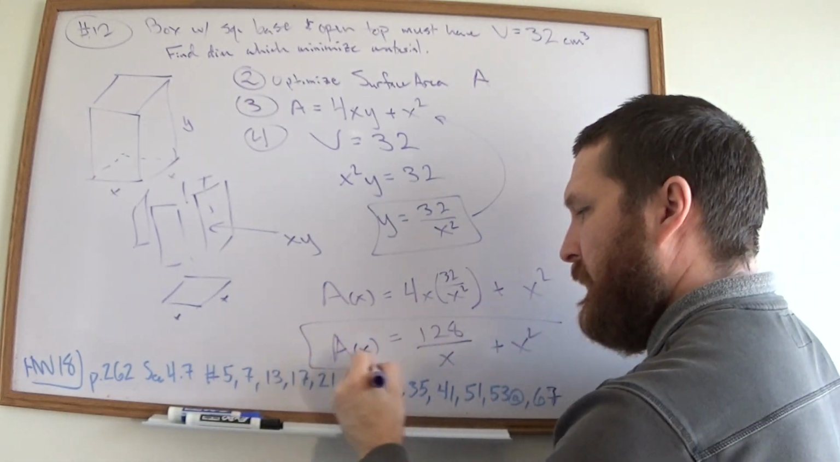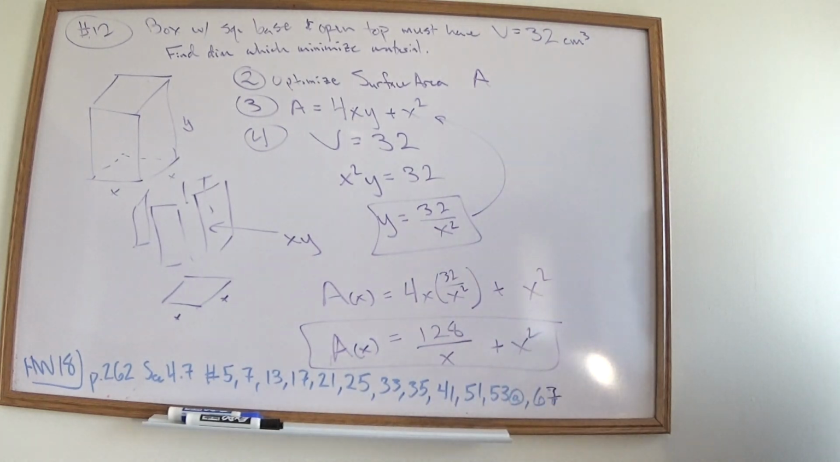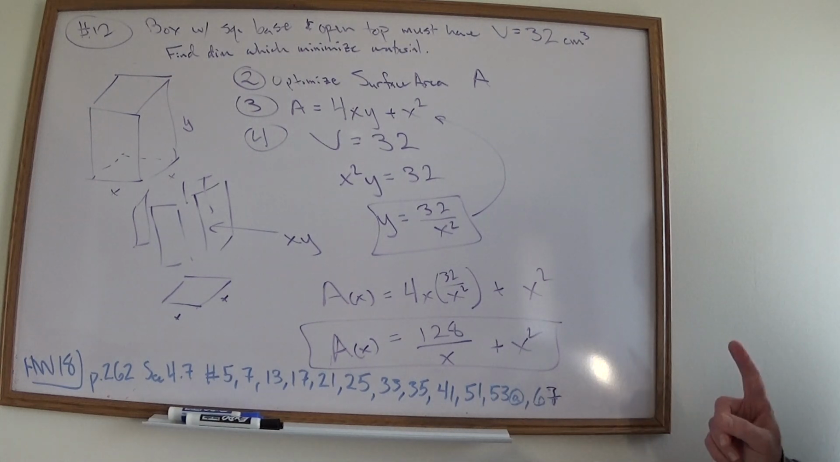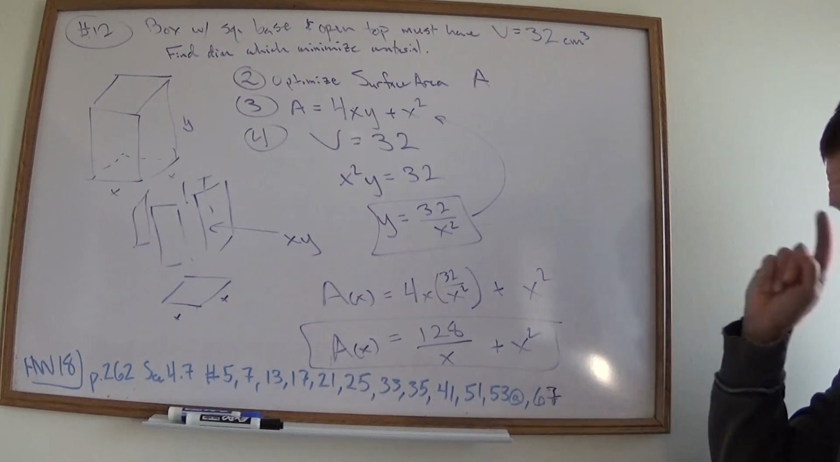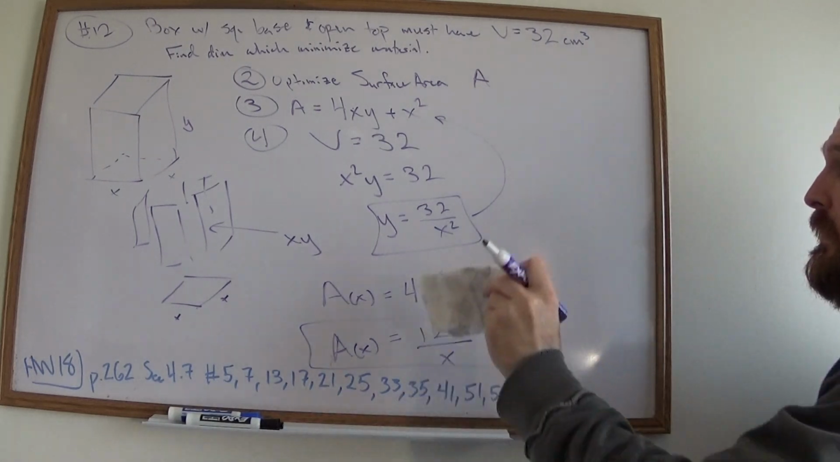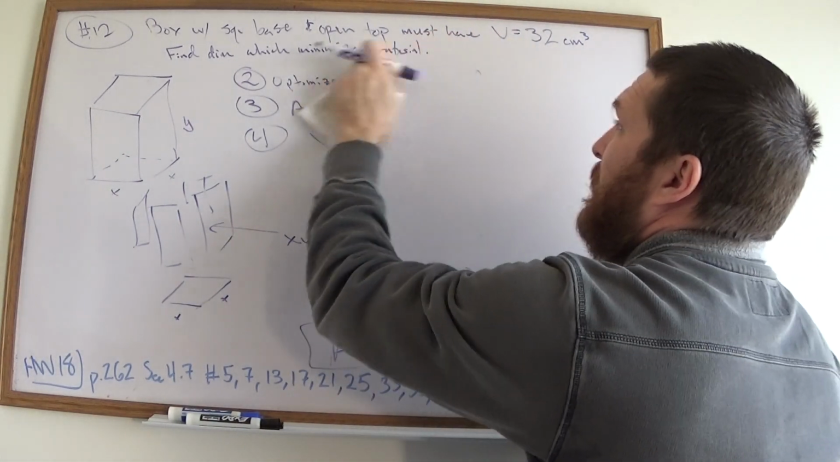Then we're going to take the derivative and set it equal to 0. Let me make sure I didn't mess this up. x squared plus 128 over x. Yes, okay. So, take the derivative, set it equal to 0.